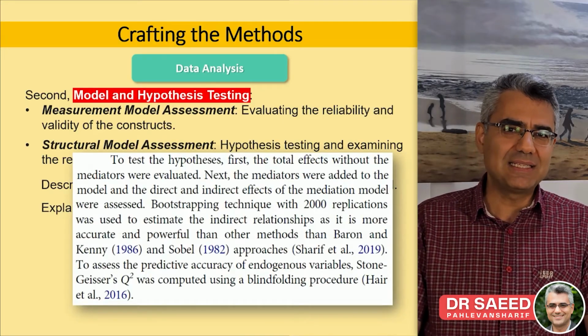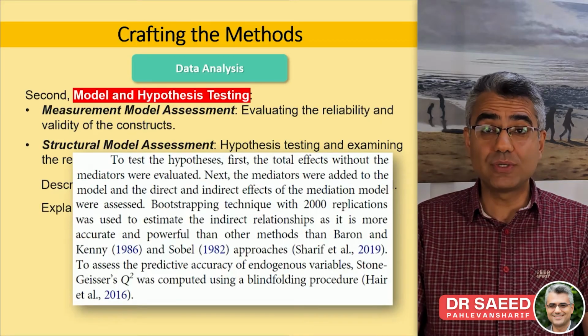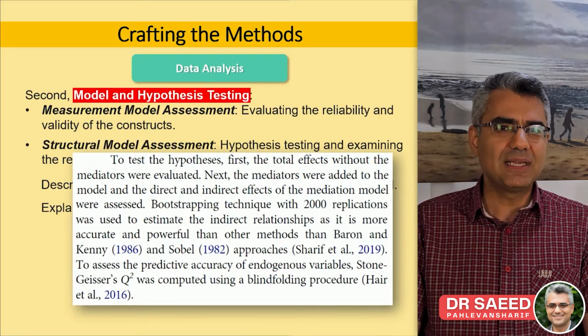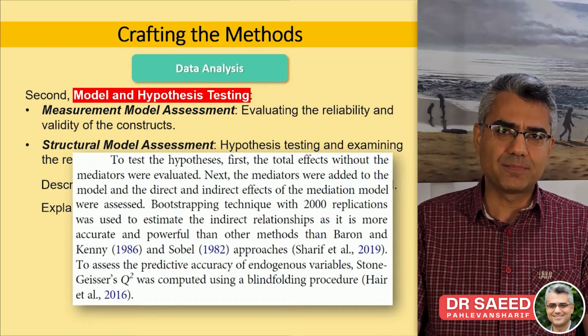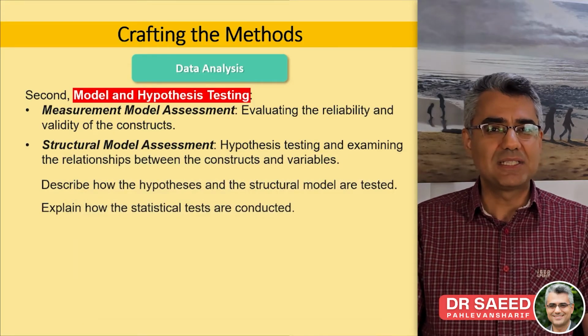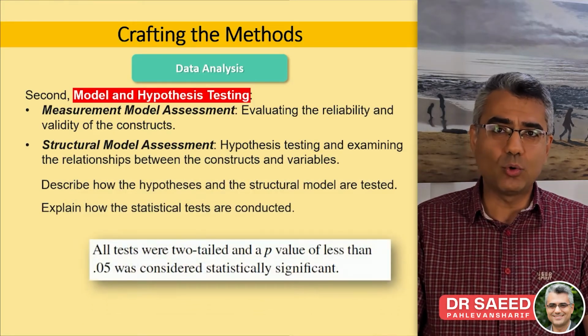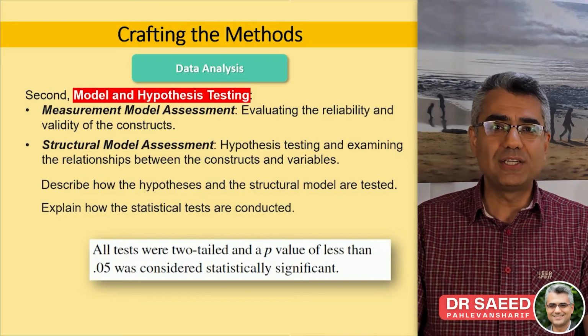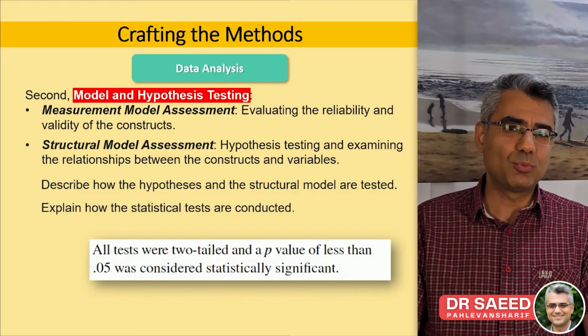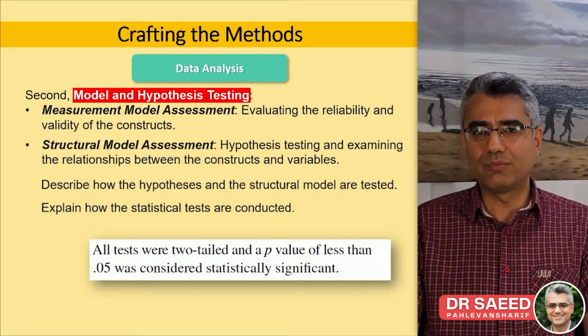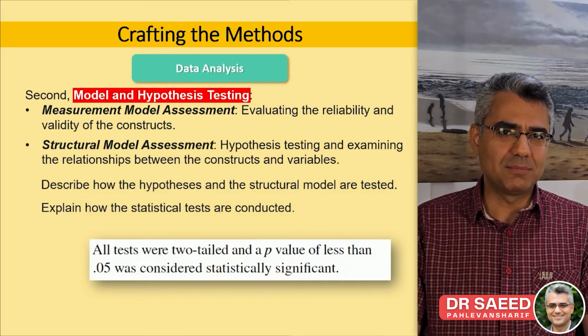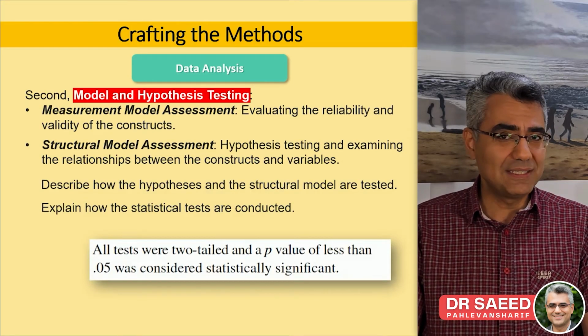If you calculate the latent variable scores for the constructs and treat them as observed variables, explain the method you use for this process. And in your final statement, specify whether you conducted a one-tailed or a two-tailed test and whether you used a significance level of less than 0.01 or 0.05. And the final tip, don't provide too many details in this section.